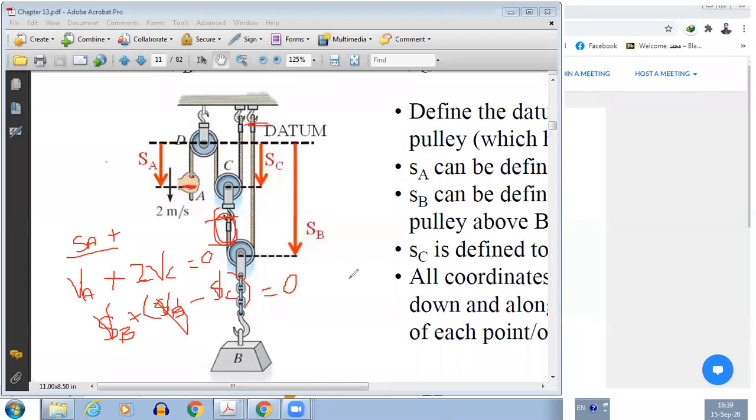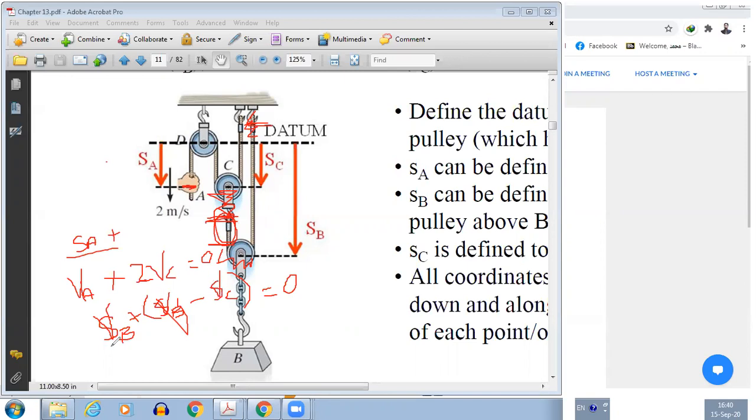Now this equation, do you understand it or not? We are just making the equation for the rope, ignoring the constants. Remember, this rope, this is constant. This rope, this is constant. And this portion is constant. So ignoring the constants, the total length will be SB plus this length. But how do we define this length? It would be SB minus SC.